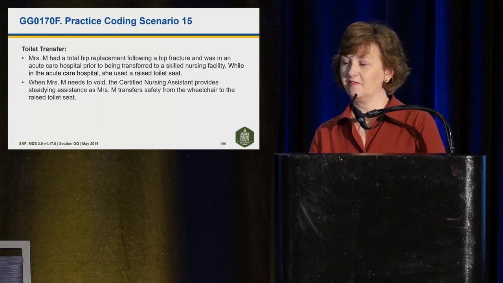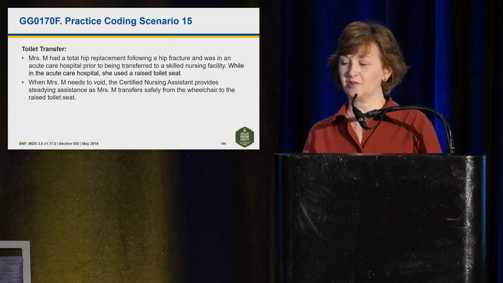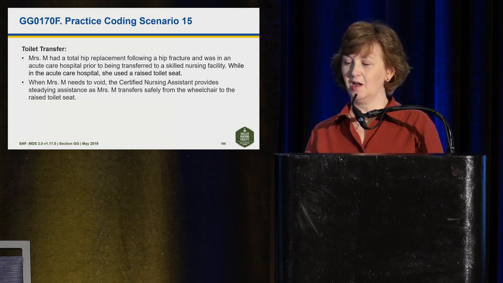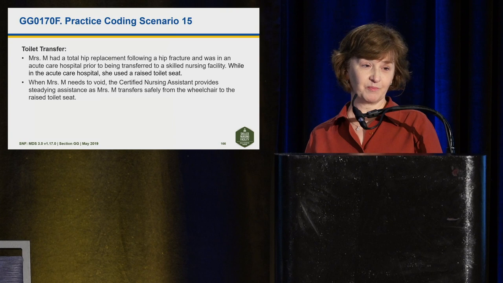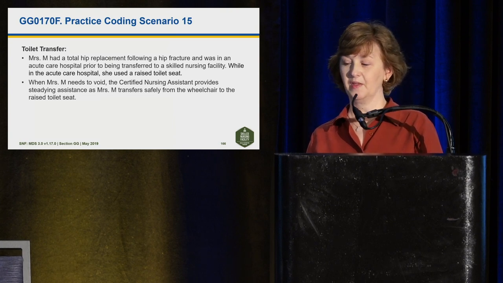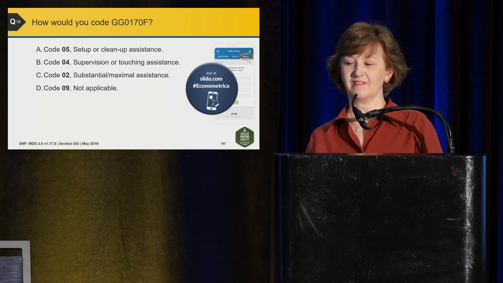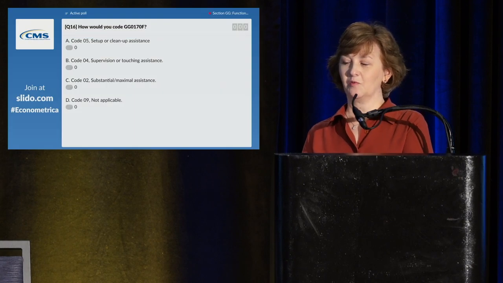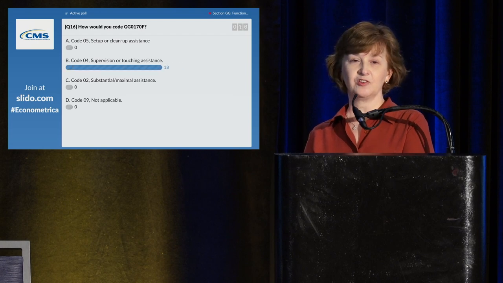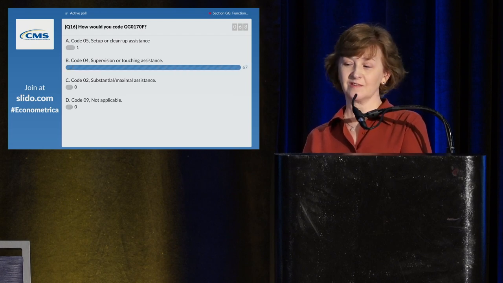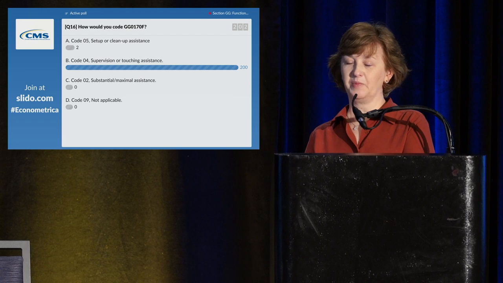So here we have another scenario for you. This is Mrs. M. She had a total hip replacement following a hip fracture and was in an acute care hospital prior to being transferred to a skilled nursing facility. While in the acute care hospital, she was starting to use a raised toilet seat. When Ms. M needs to void, the certified nursing assistants provide steadying assistance as Ms. M transfers safely from the wheelchair to the raised toilet seat. How would you code Ms. M? So would you say that she requires setup or cleanup assistance, that she requires supervision or touching assistance, 04, she requires substantial or maximal assistance, 02, or would this code be 9, not applicable?